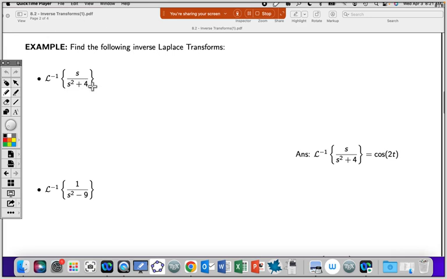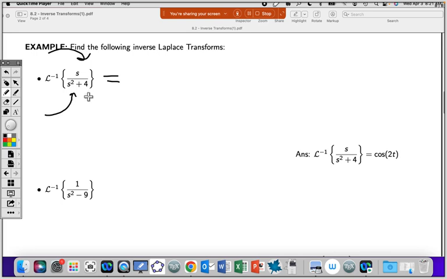But a lot of this is just coming back to remembering taking the Laplace transform and then what sorts of things, like where does an s over s squared plus 4 come from? Well, we got a sum of squares on the bottom, s squared plus 4. That means it's going to come from a sine or a cosine. And since it's an s on top, it's coming from a cosine.